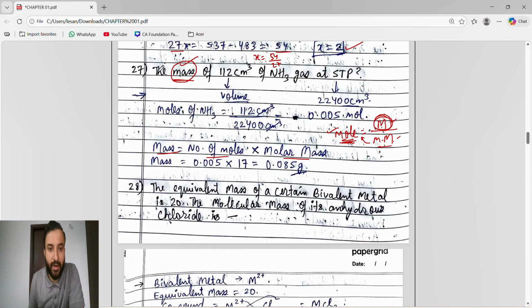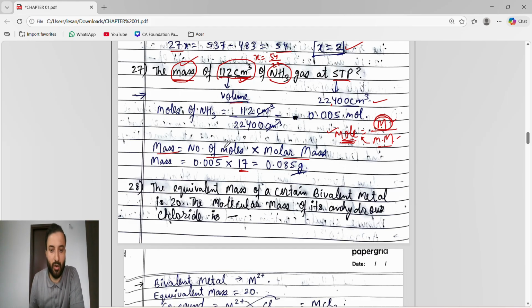They said find the mass of 112 centimeter cube of NH3 gas at STP. NH3 means we will find the molar mass of NH3. Molar mass of NH3 is 17. So guys, here they had given the volume, and they mentioned STP. So we have to see this unit. What is the unit? Centimeter cube. If you write in centimeter cube, 22.4 liters will become 22,400 centimeter cube.